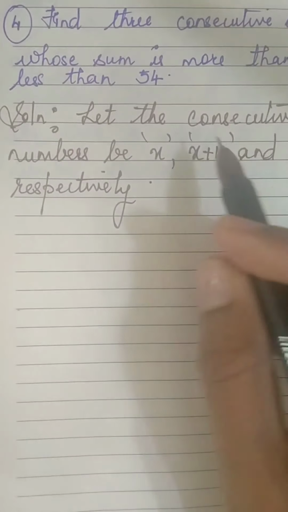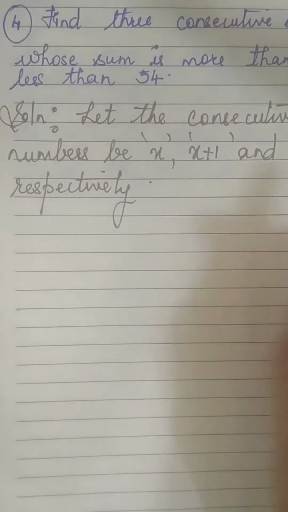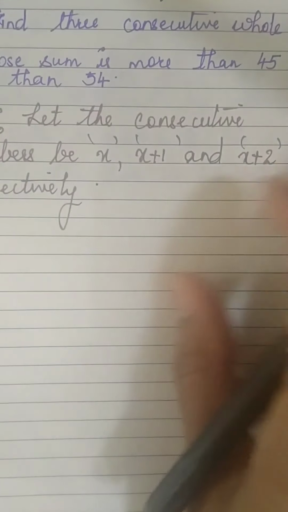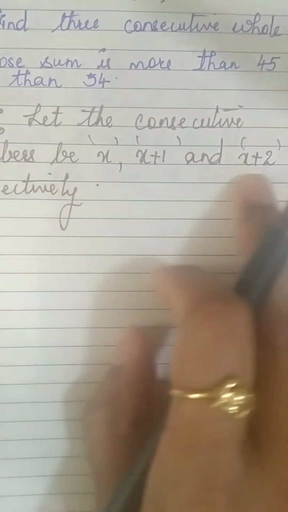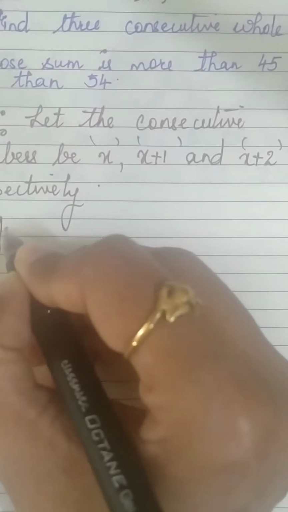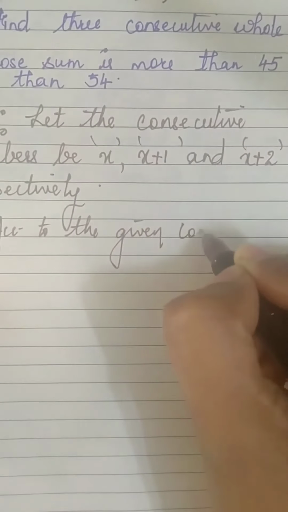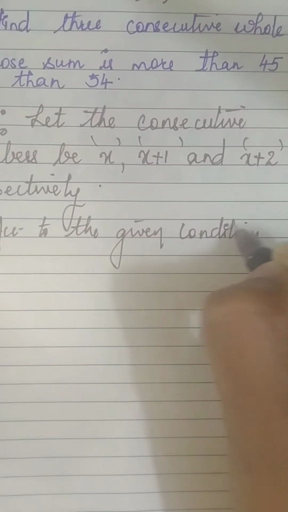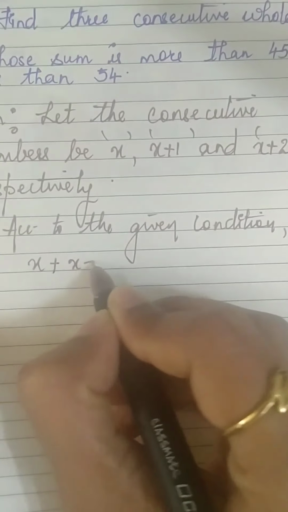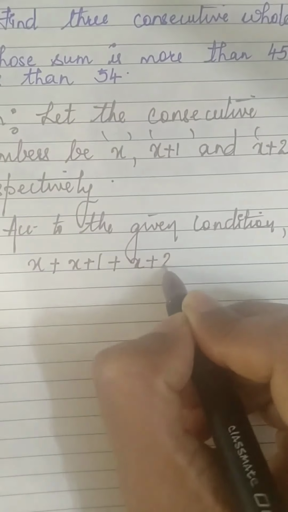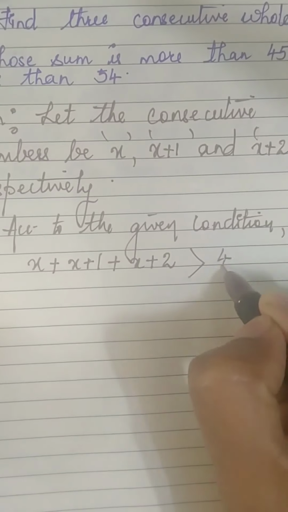So according to the condition, the sum is more than 45 and less than 54. So first we will check for more than 45. The clue given is more than 45. So how will we write the sum more than 45? You have three numbers. Sum means add. So according to the given condition, x plus x plus 1 plus x plus 2. Okay. More than 45, so the more than sign will be this way.